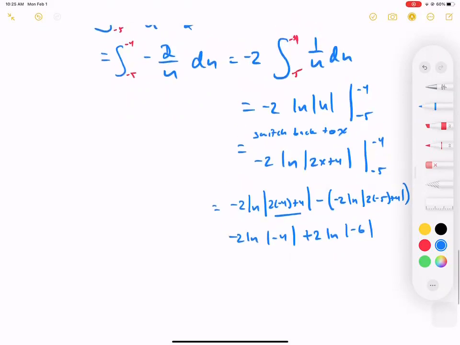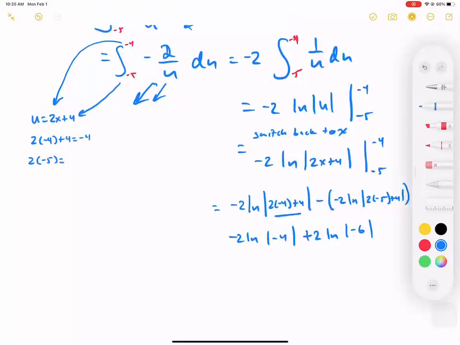The reason why I want to leave it here for now, I want to actually go back and we're going to take our second form. We're going to go ahead from here and rewrite it. So we're going to switch our u's. So we said u is equal to 2x plus 4. I'm going to plug in the -4 and the -5 and get my new versions of it. If I plug in negative 4, 2 times negative 4 plus 4 is negative 4. And 2 times negative 5 is 10 plus 4 is negative 6. All right, we have those values. We rewrite it as the integral from negative 4 to negative 6.